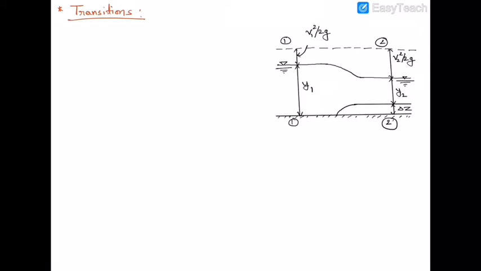Let's consider a channel with a hump. What is a hump? A hump is a rounded raised mass of material. In this figure you can see this is a rounded raised mass of any material. A hump is a kind of transition that we usually provide in the channel in order to increase or decrease the depth of flow.